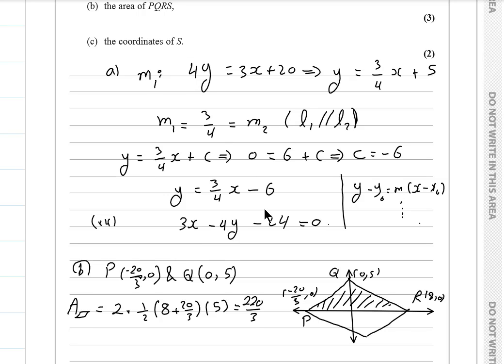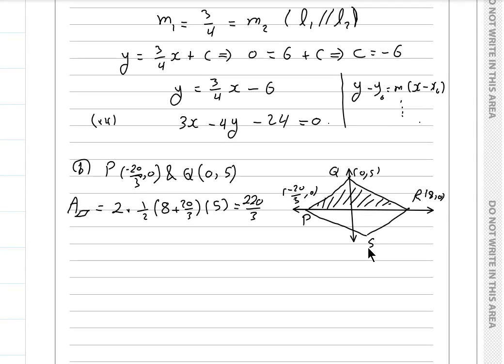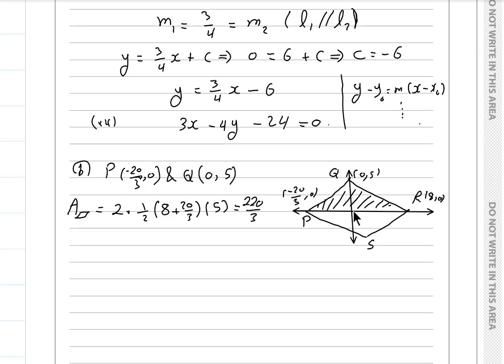Part C, the coordinates of S. About the coordinates of S, we can solve it by several methods. We can solve it by using vectors, but I think it's very easy to do the following. L2 here, which is RS, has the same gradient or slope as PQ, so we can say the following: how can Q move to go from its place to P? It will go down 5 units and then go left 20 over 3 units.